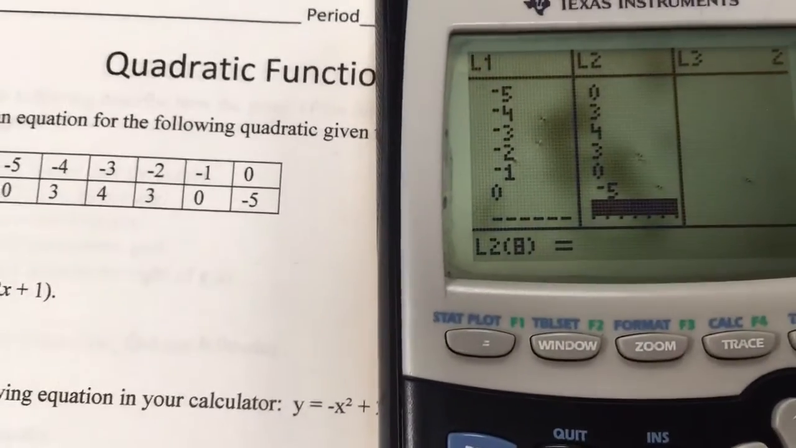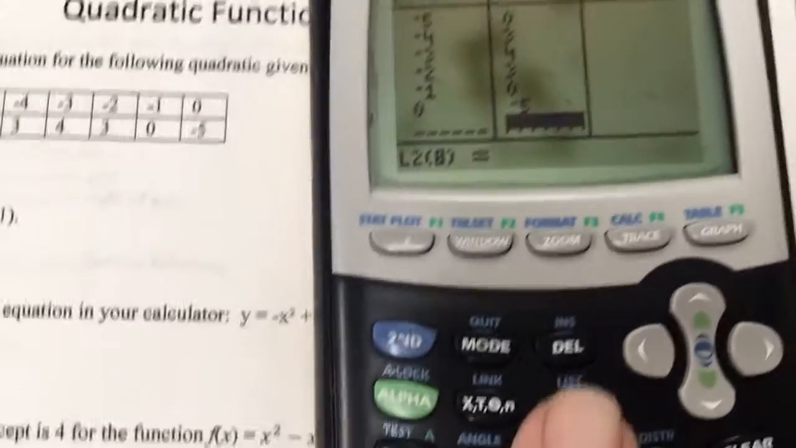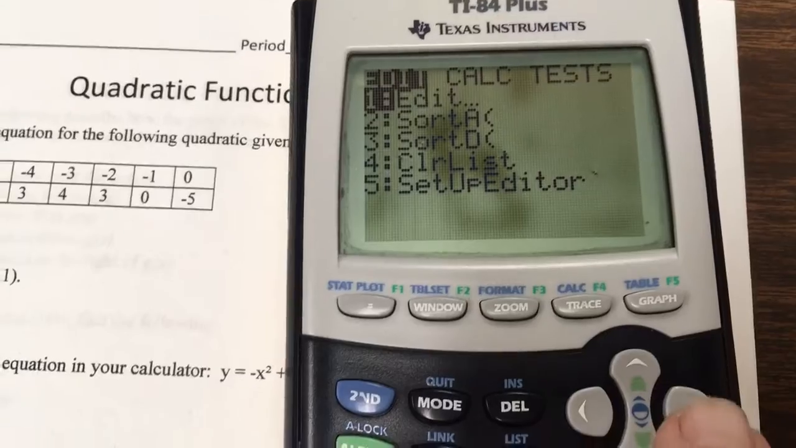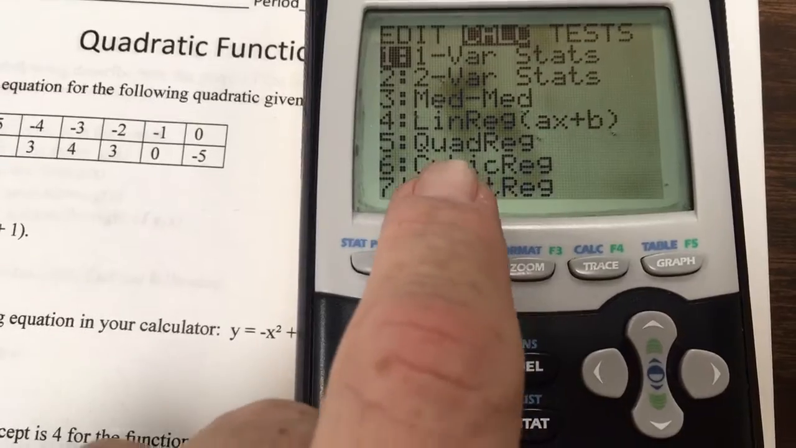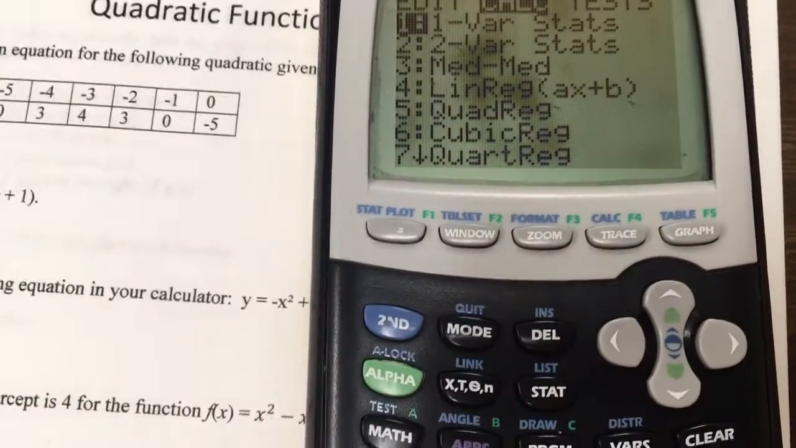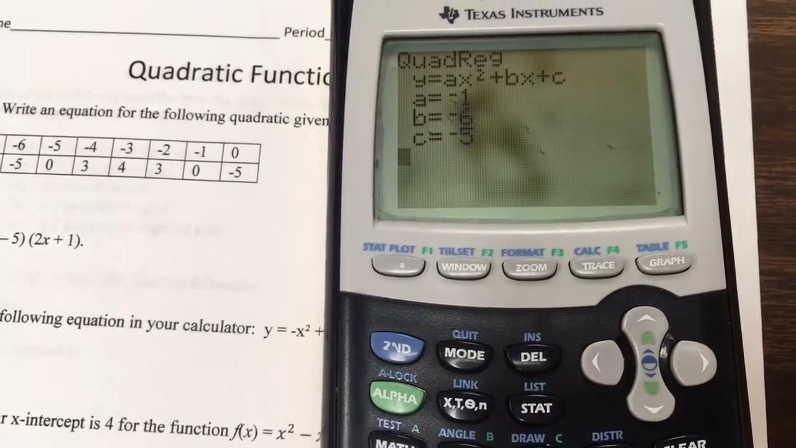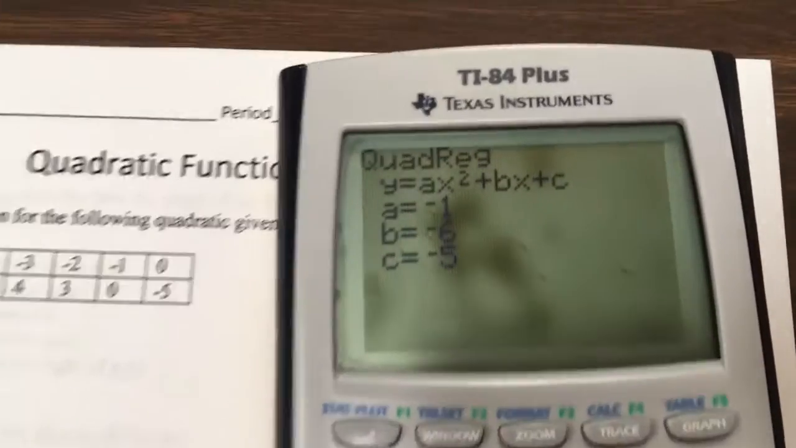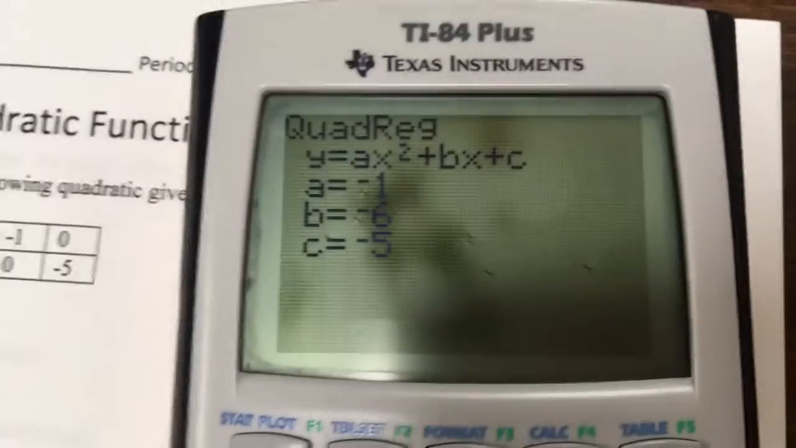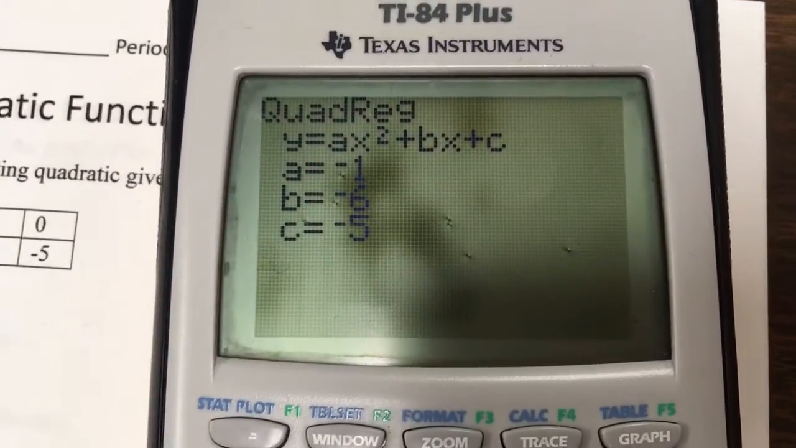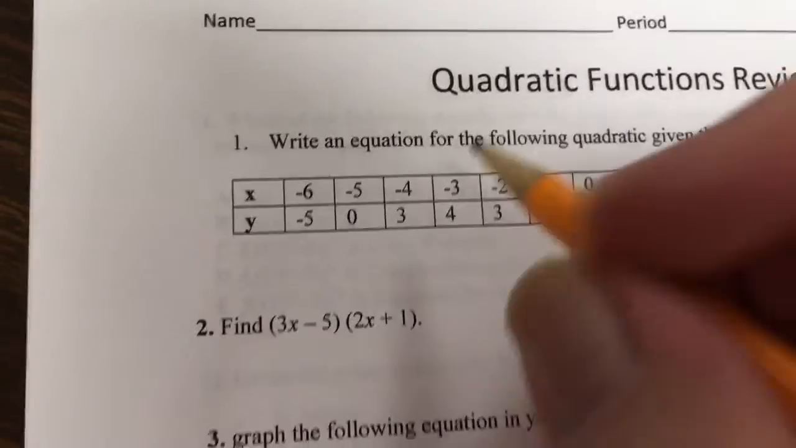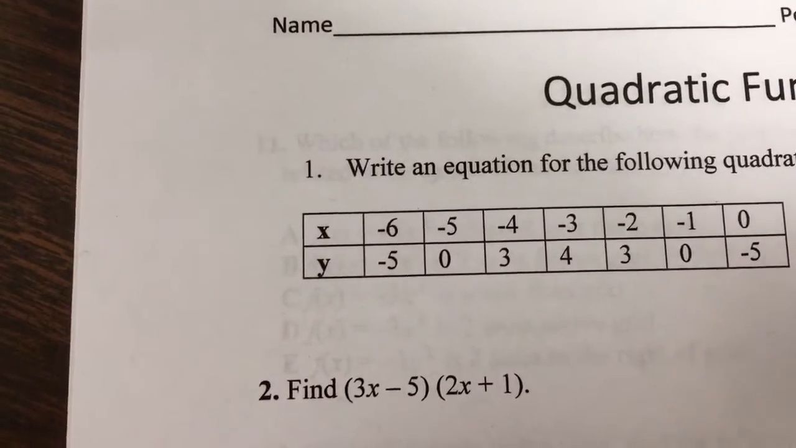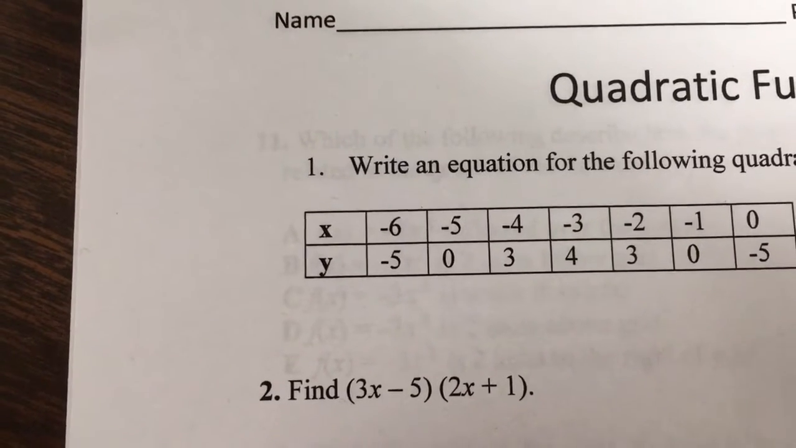Once I finish inputting the data into the table, I'm going to hit stat again. Now I want to push to the right because I want to highlight calc and go to number 5 for quadratic regression. I hit enter. You might have to hit enter a couple times because it might ask you to calculate. But once you do, it gives you the A, B, and C numbers so that we can write out our equation. So A is -1, B is -6, C is -5. That's what I'm going to write down. And I now have an equation for my table.